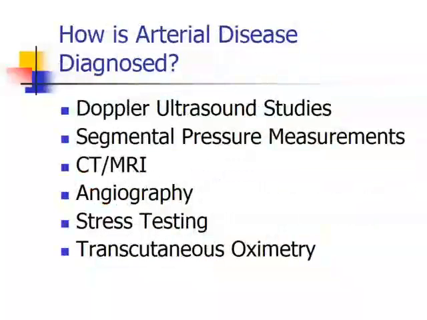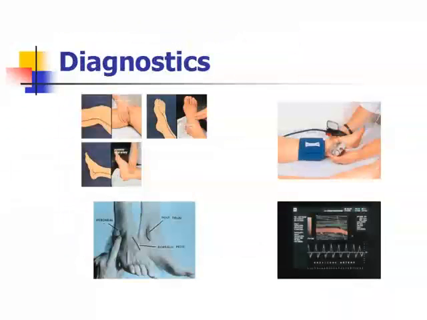Arterial disease is diagnosed with Doppler ultrasound studies, segmental pressure readings, CTs and MRIs, angiography, stress testing, or transcutaneous oximetry. These are all different methods to diagnose it. Segmental pressure measurements look at comparisons between the upper and lower extremity blood pressures. The measurements should be the same. Your blood pressure in your arm should be very similar to your blood pressure in your leg. If the blood pressure is lower in the legs, it may be indicative that the client has an arterial type of problem. And that's what this picture over to the right is demonstrating.